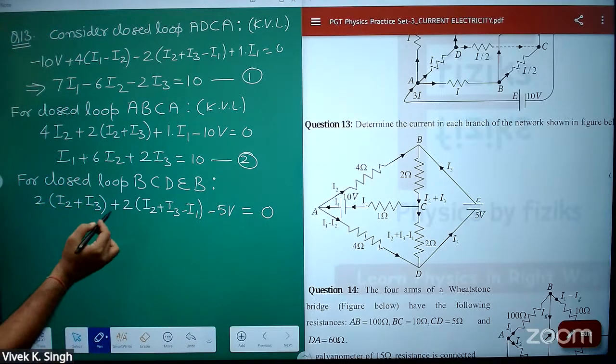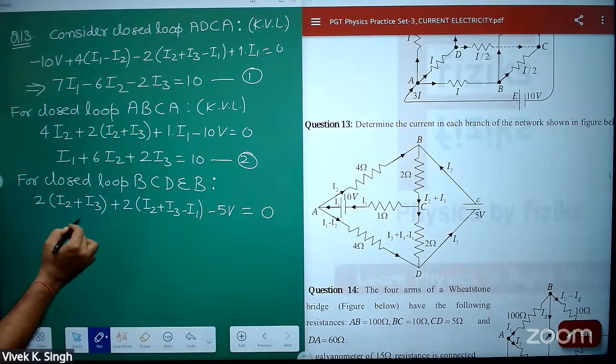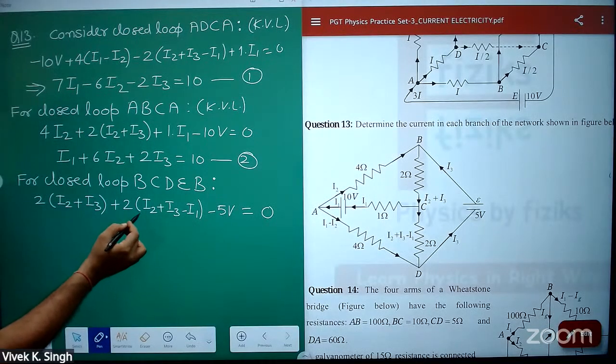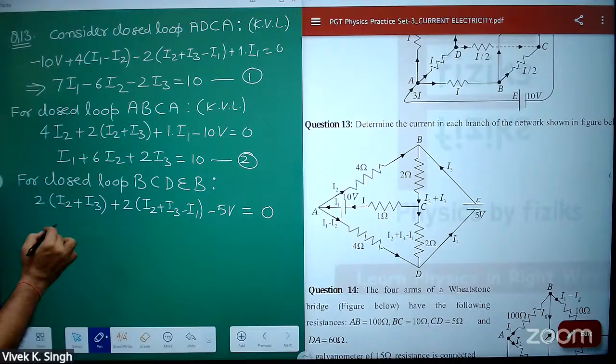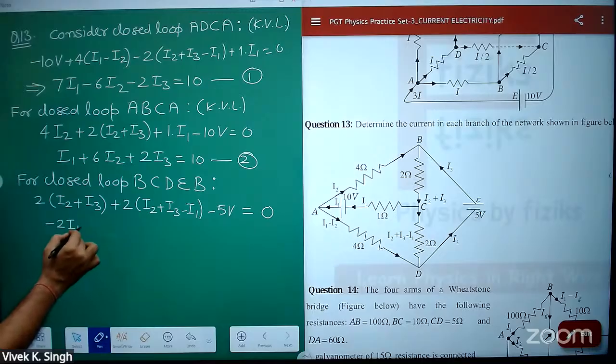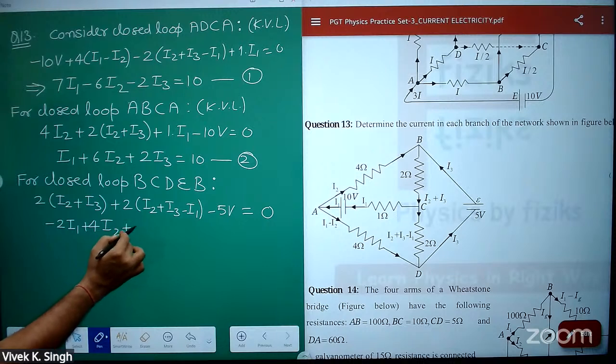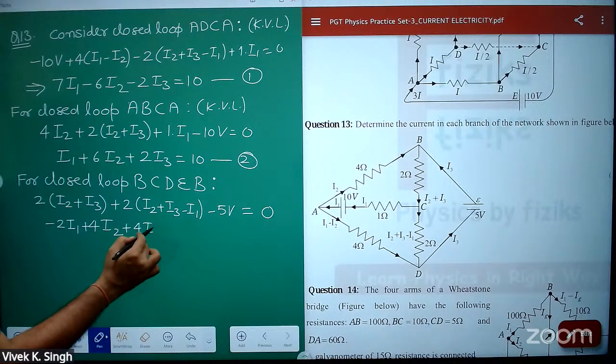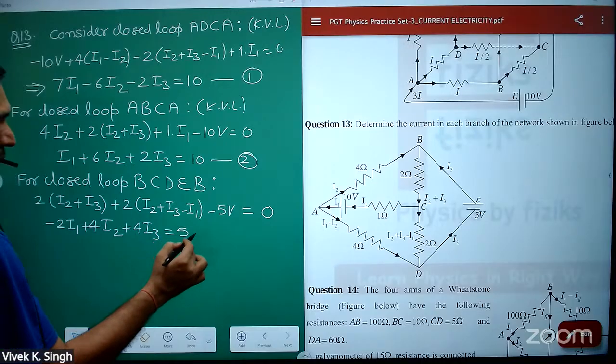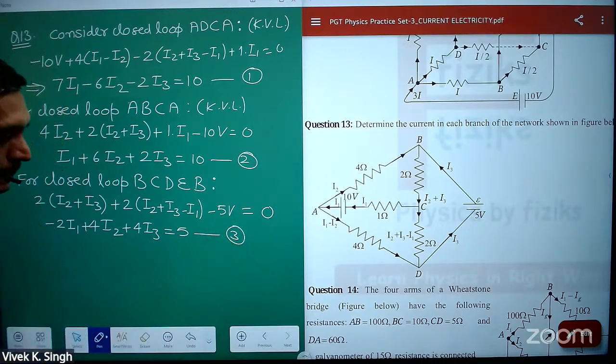So this will give you, you should write it as, minus 2I1, then you have plus 4I2 and plus 4I3. And this is equal to 5. Now this is equation 3.